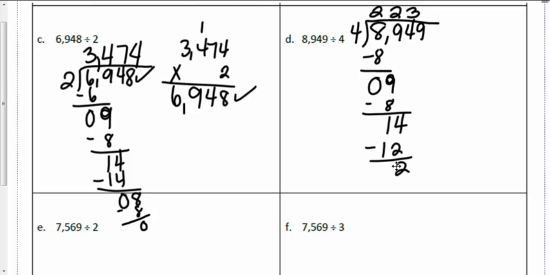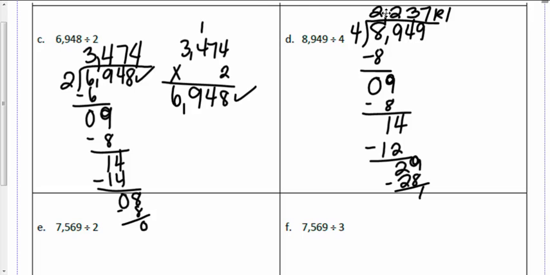That gives me 2 tens left over. I'm going to add that to the 9 ones. So 29 divided by 4 would be 7. 7 times 4 is 28. That leaves me a remainder of 1. So my answer is 2,237, remainder 1, and I'm going to check that.